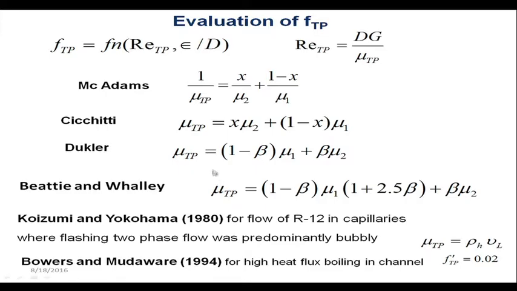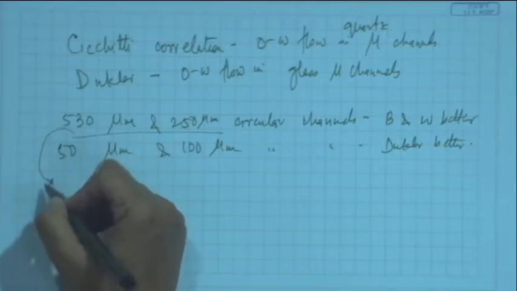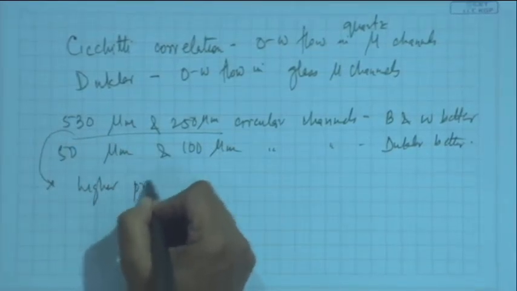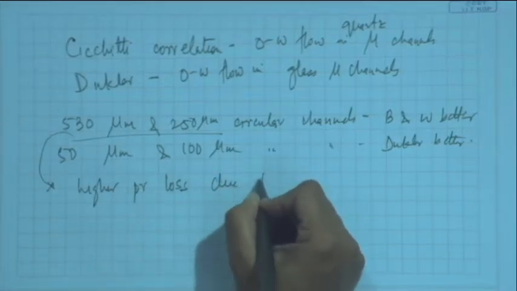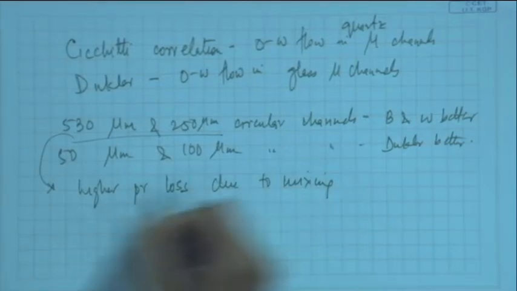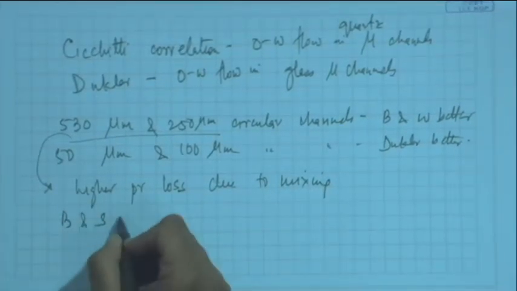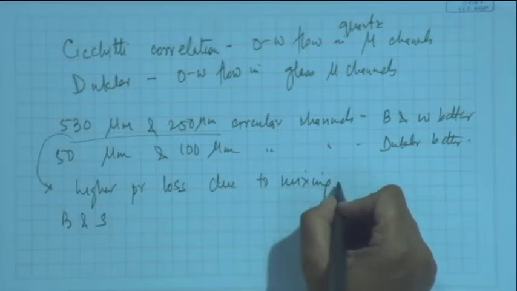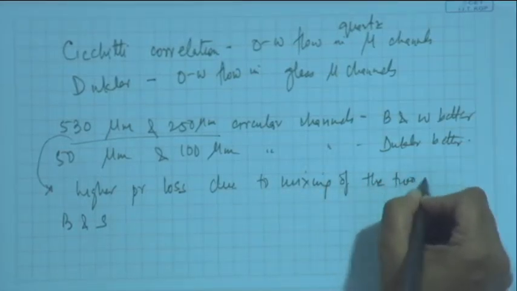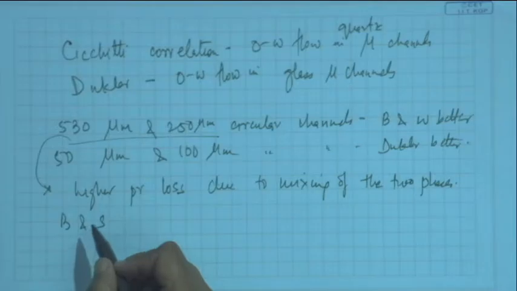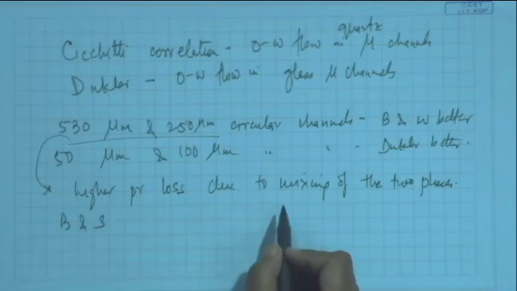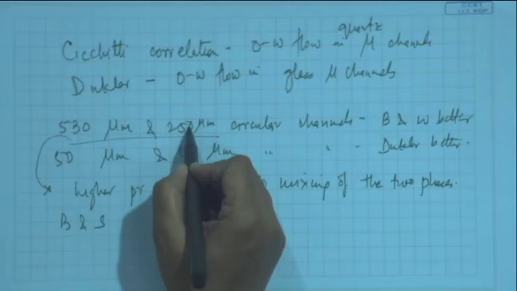And therefore, in the 530 and the 250 micrometer channels, we find that for these two cases, there is a higher pressure loss due to mixing of the two phases. Okay. In these two cases, the flow is predominantly bubbly and slug, and therefore, there is a higher pressure loss due to mixing of the two phases, and the higher value of mu effective enables us to account for the increased interfacial shear in the bubbly and the slug flow pattern.